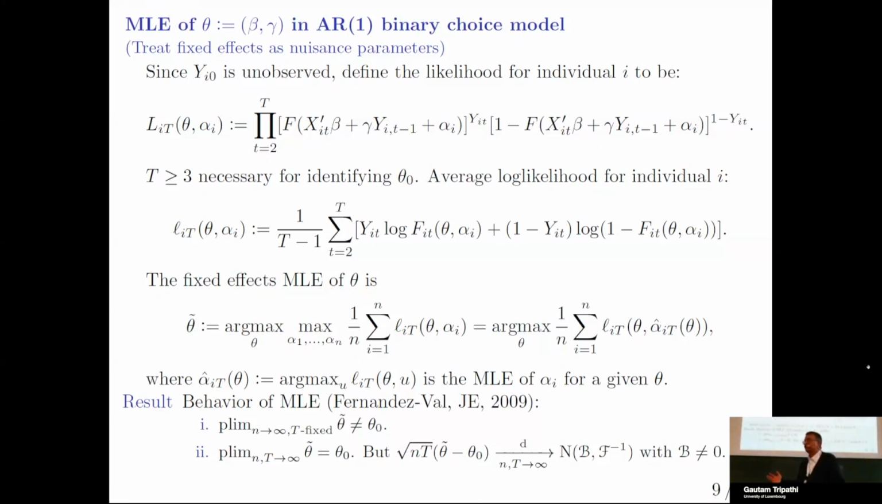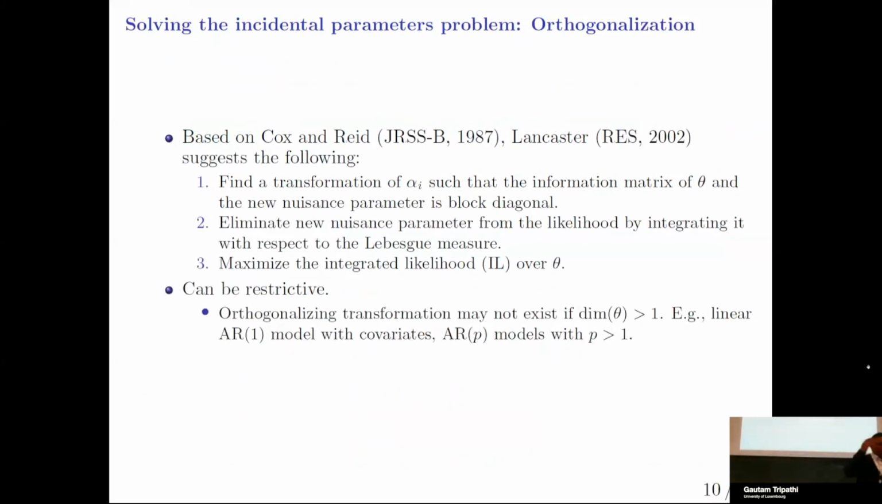It's incorrectly centered. It's like a non-parametric estimator where, even though the rate of convergence is the standard, classical rate, the square root of the total sample size, n times t, yet there is an asymptotic bias. And so a lot of effort has gone into solving this incidental parameters problem. So this is called the incidental parameter problem, these lots of nuisance parameters.